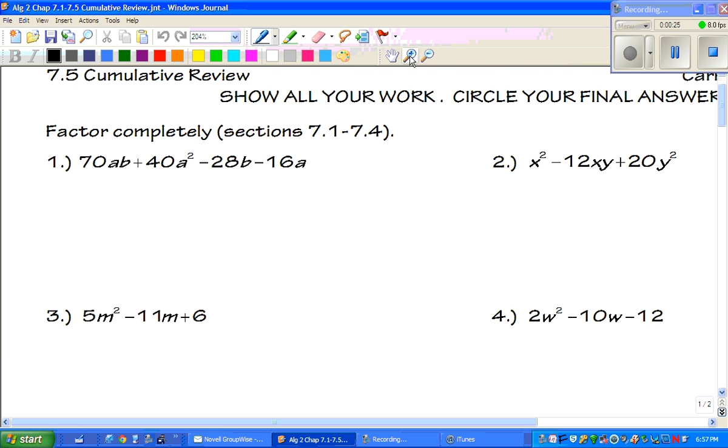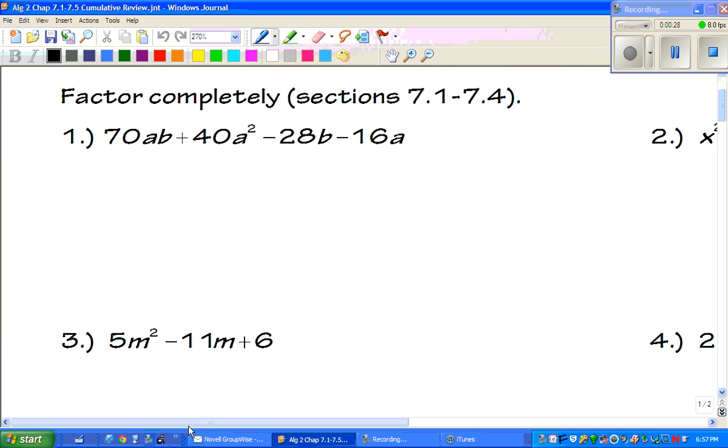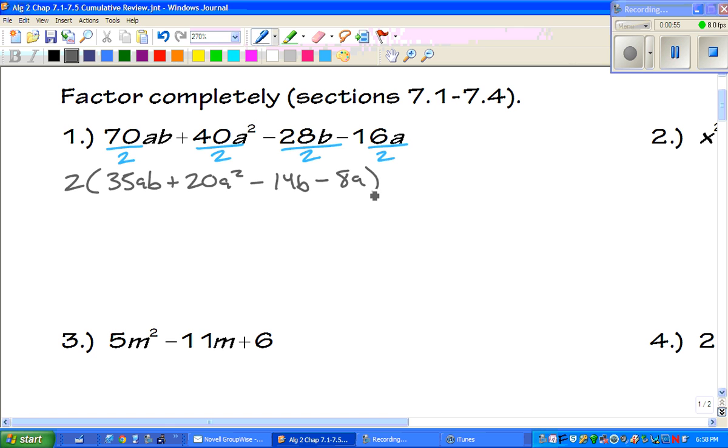The first thing you should always do is check for GCF. Is there a GCF? Yeah. With all of these numbers, we can take out a 2. So don't forget the GCF out front. 70 divided by 2 is 35, 40 divided by 2 is 20, 28 divided by 2 is 14, and 16 divided by 2 is 8. Okay?